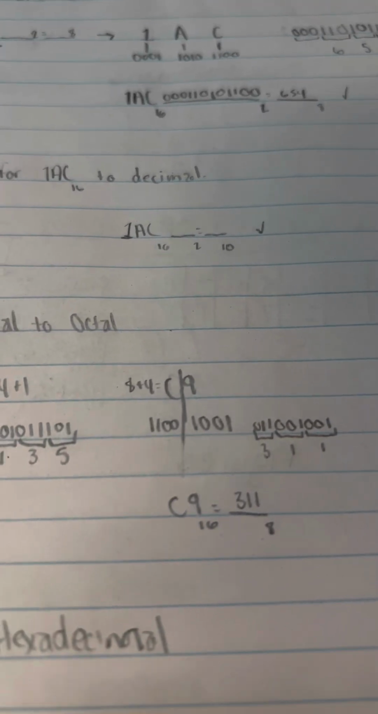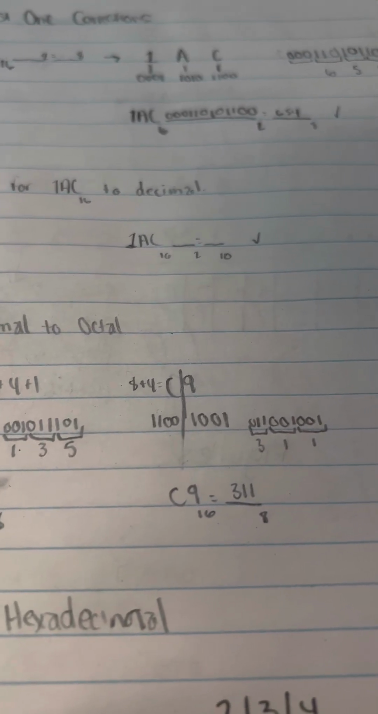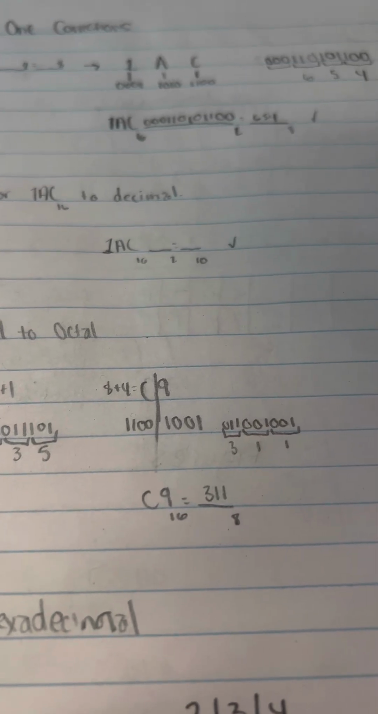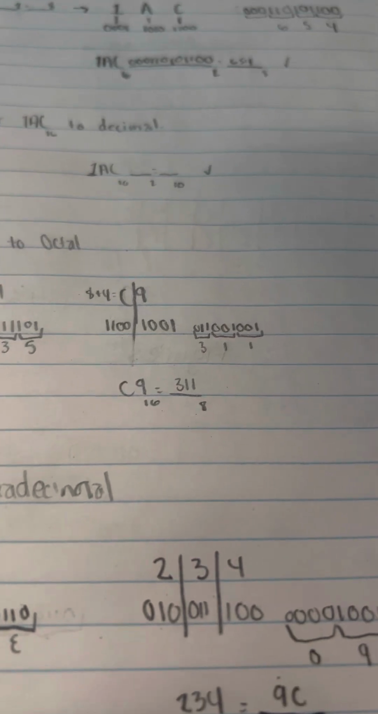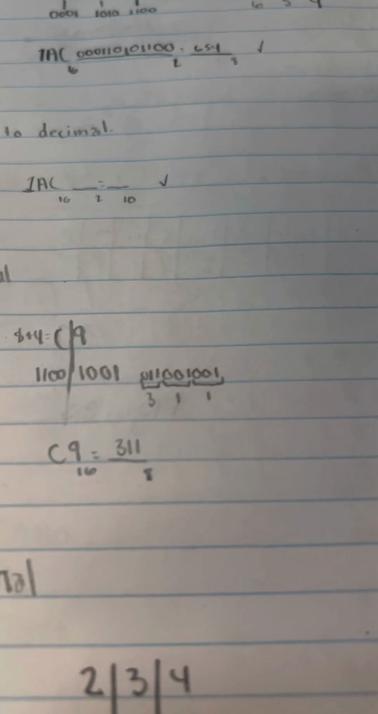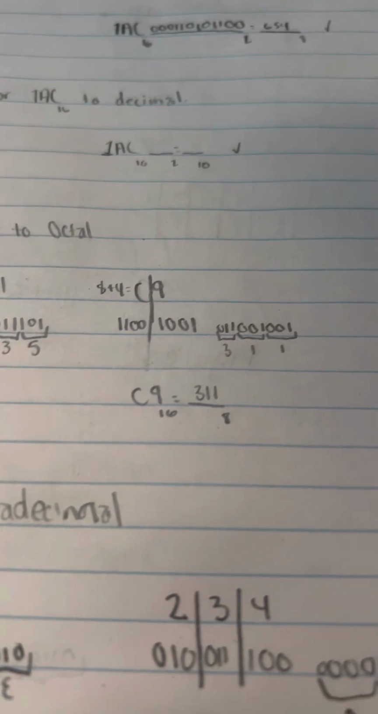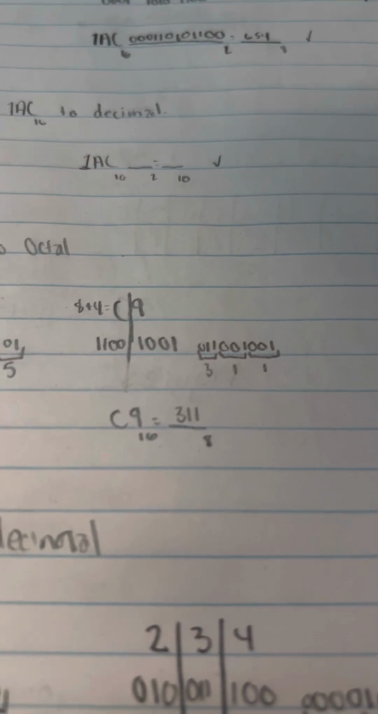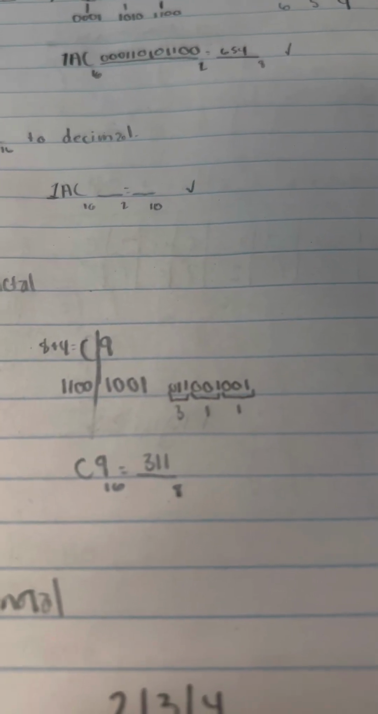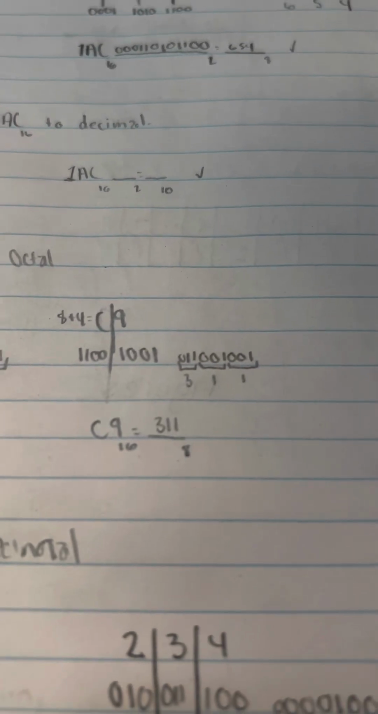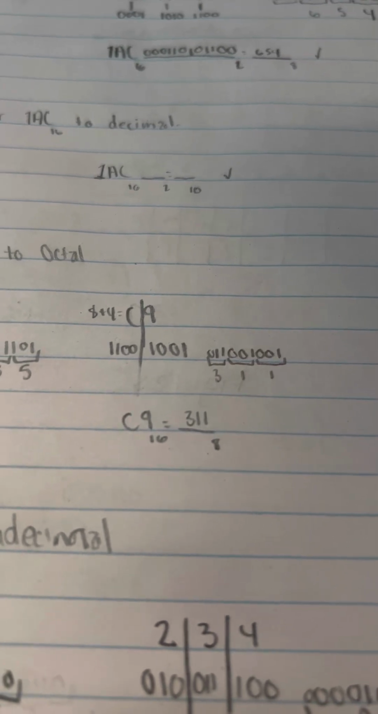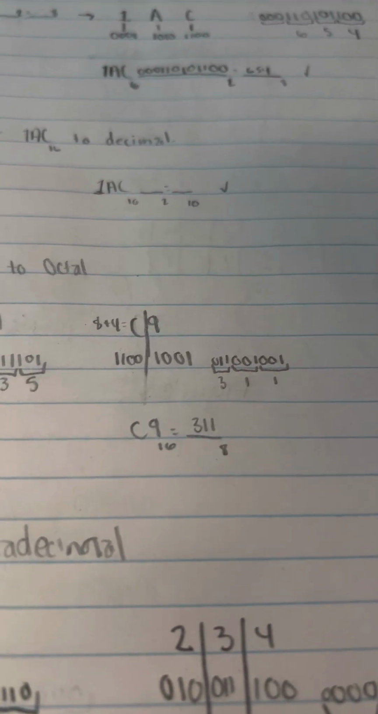For C9, we know that C is 1100, and we know that 9 is 1001. This binary representation together is 011001001. We group this by groups of 3. Then we get 311 for our representation of the octal. So C9 base 16 to base 2 is 011001001, and then from base 2 to base 8, that would be 311. So C9 base 16 to base 8 is 311.